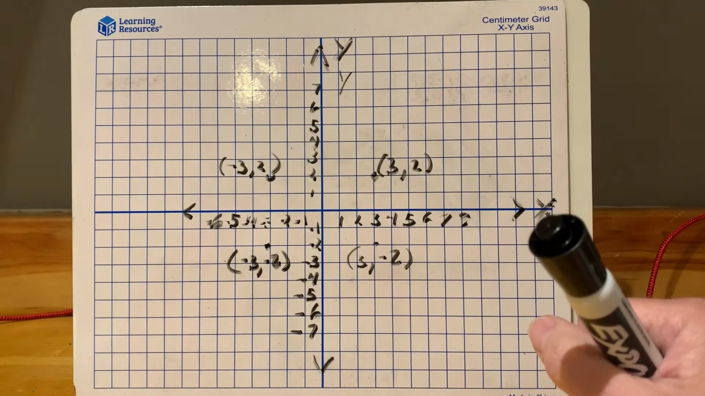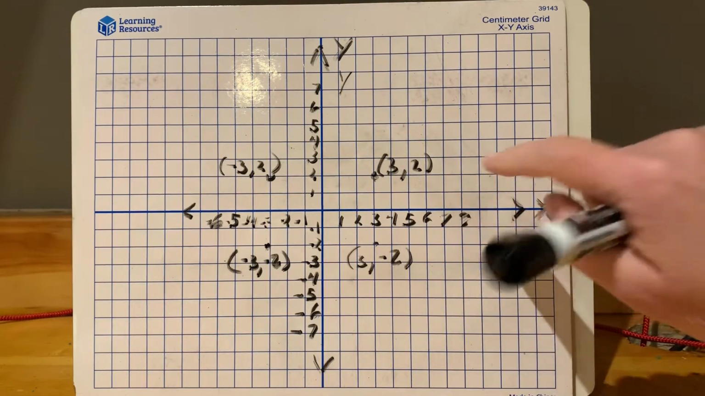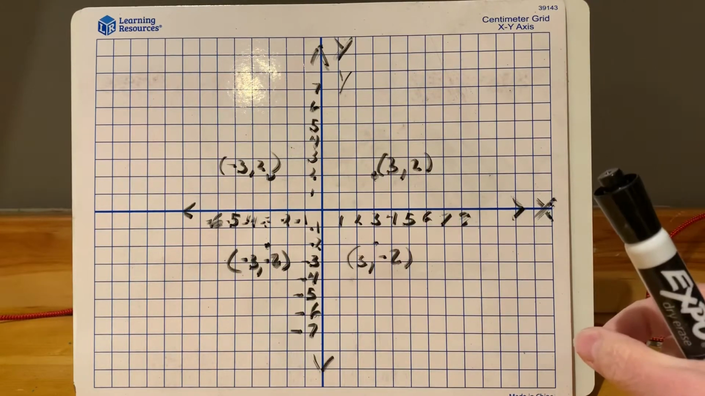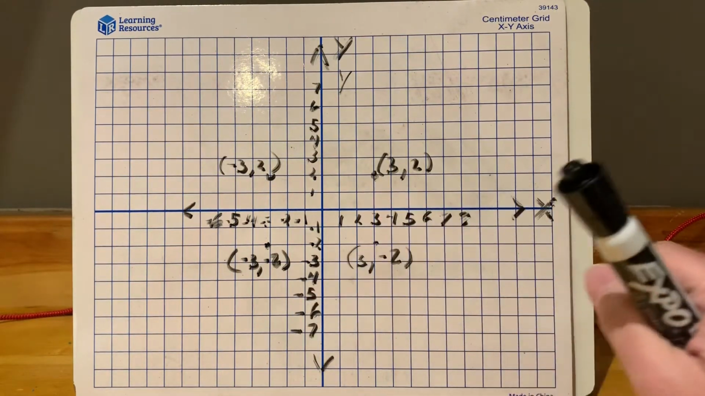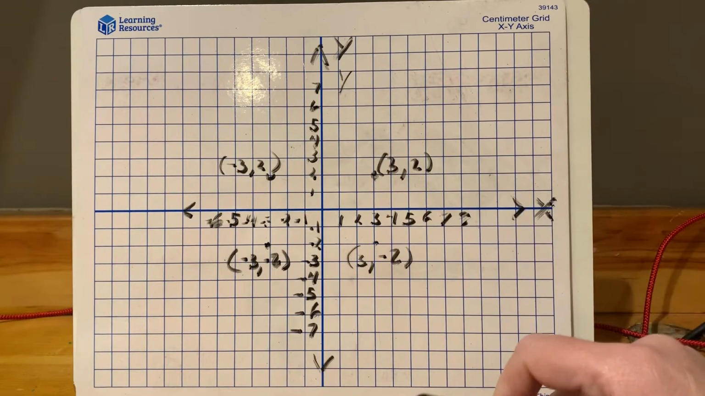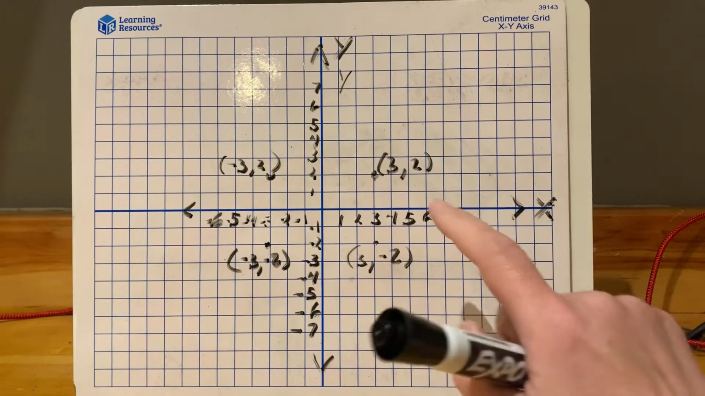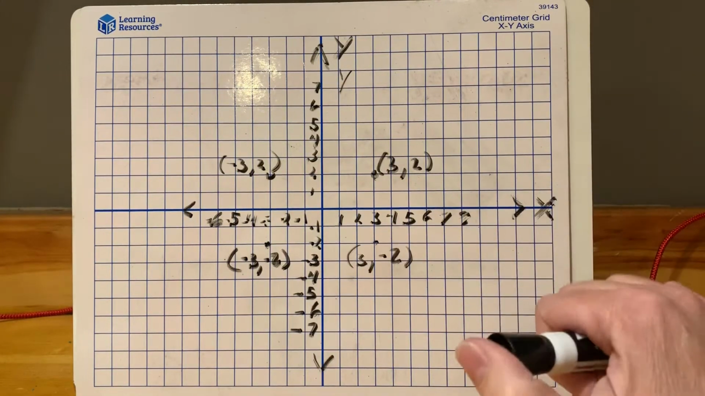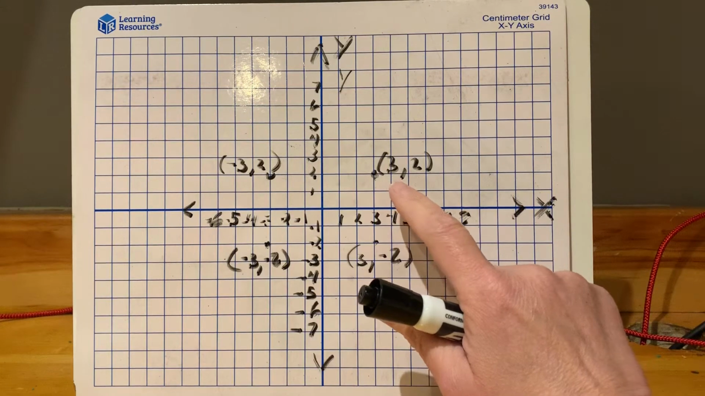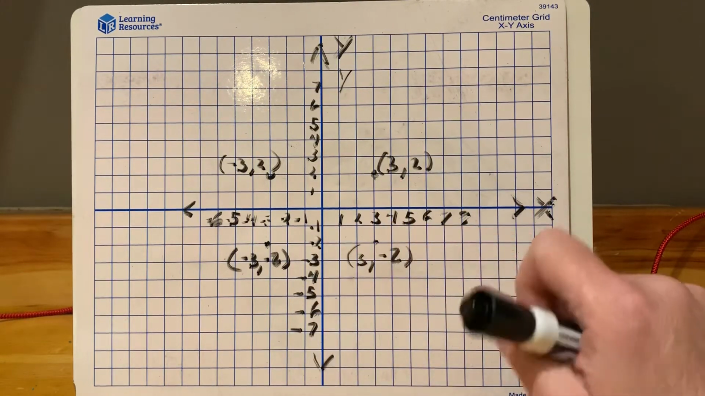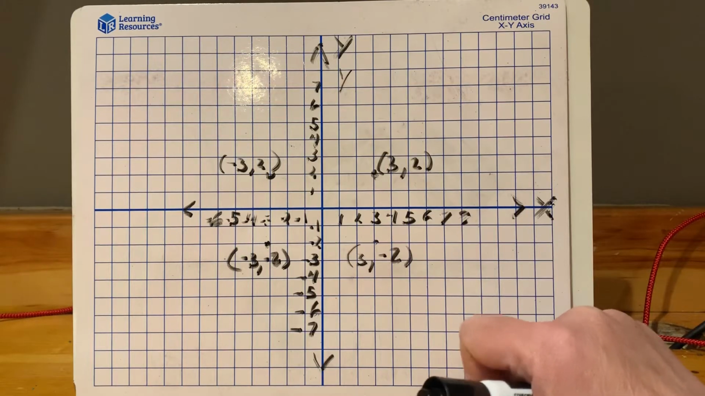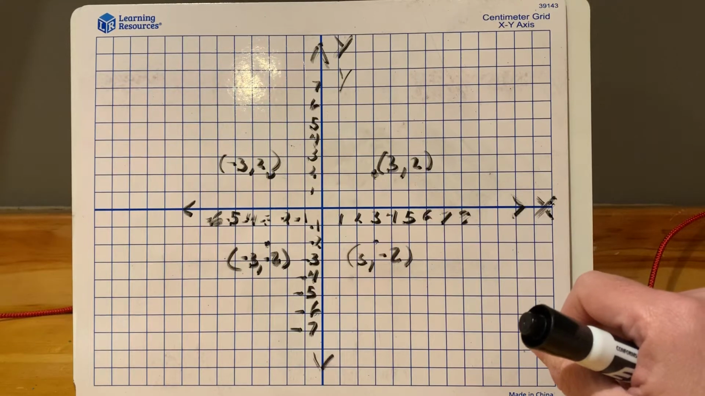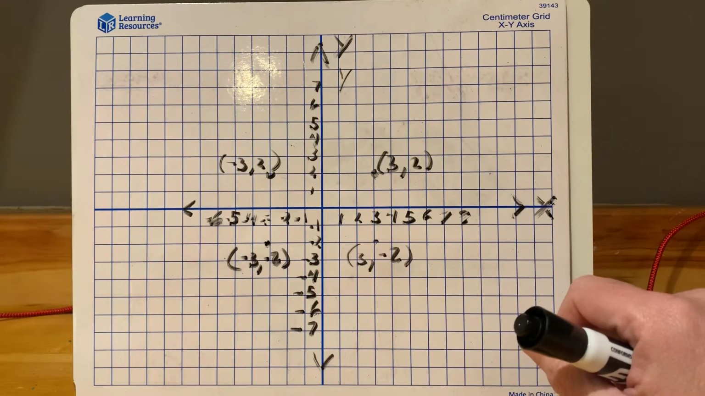The two numbers that indicate a location, such as this, are called coordinates. So they're indicating a location of a point. The coordinates are written as a pair of numbers in parentheses, such as we have here, (3, 2), separated by a comma. The first number shows the horizontal direction and distance from the origin. The second number shows the vertical direction and distance from the origin. The sign of the number indicates the direction.